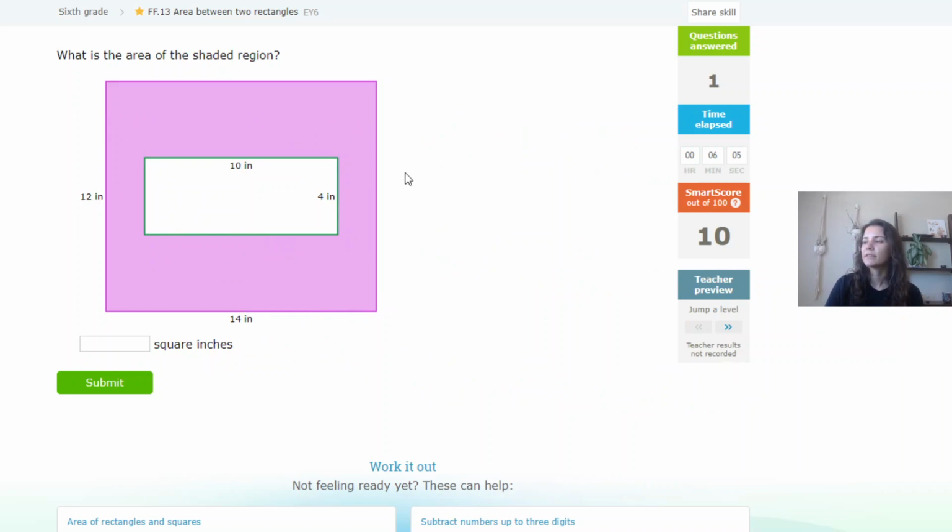Okay, so same kind of thing for this one. You're finding the larger area, the area of the larger rectangle in this case, and you're subtracting out the area of the smaller one. Okay, well I hope that sets you up well enough to do your IXL section.